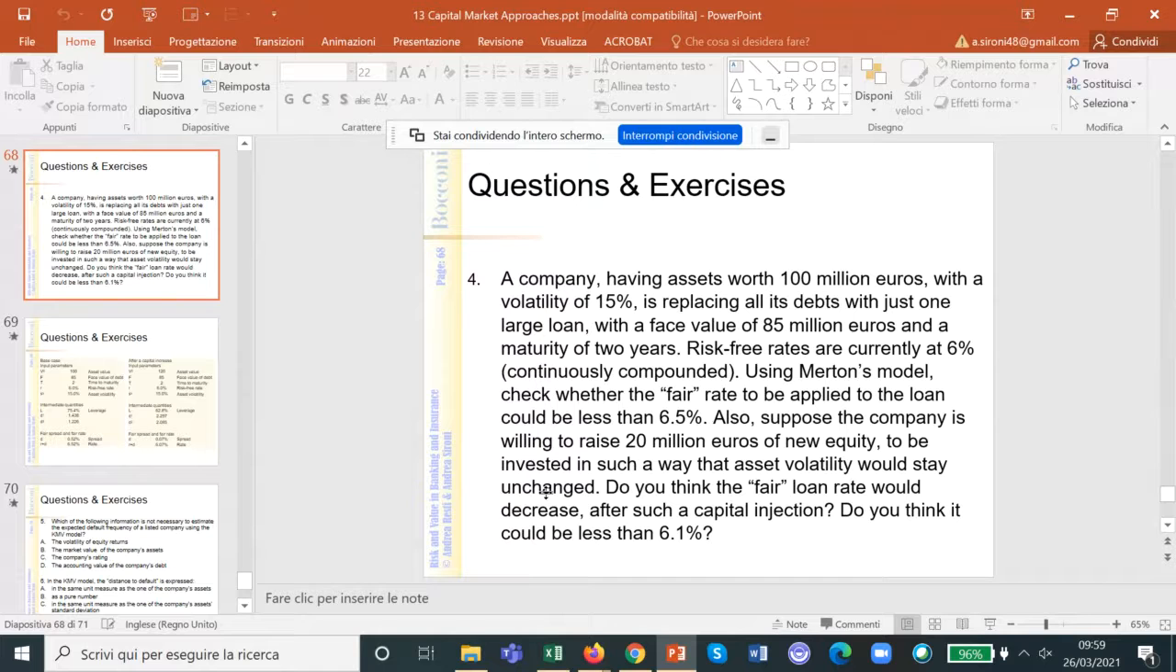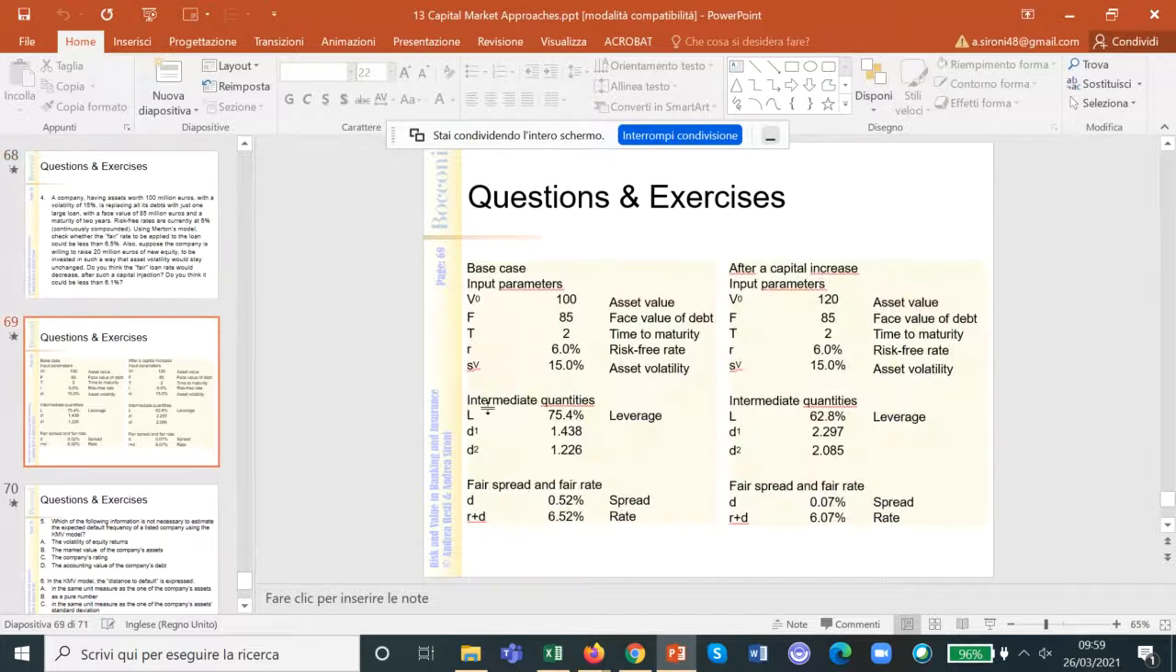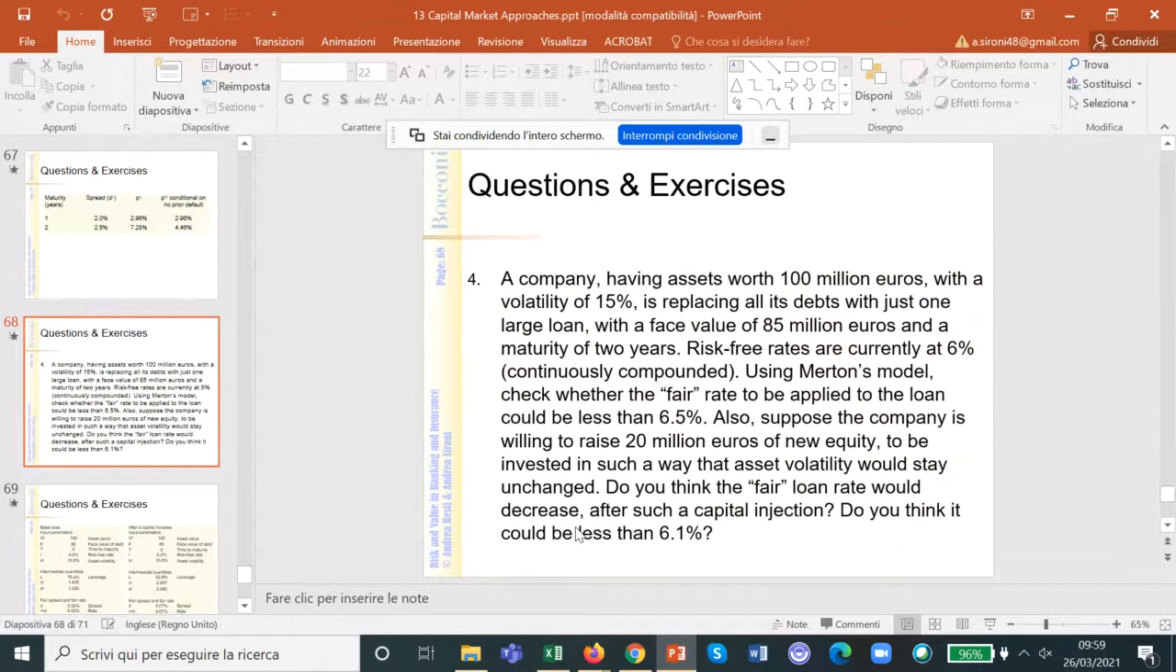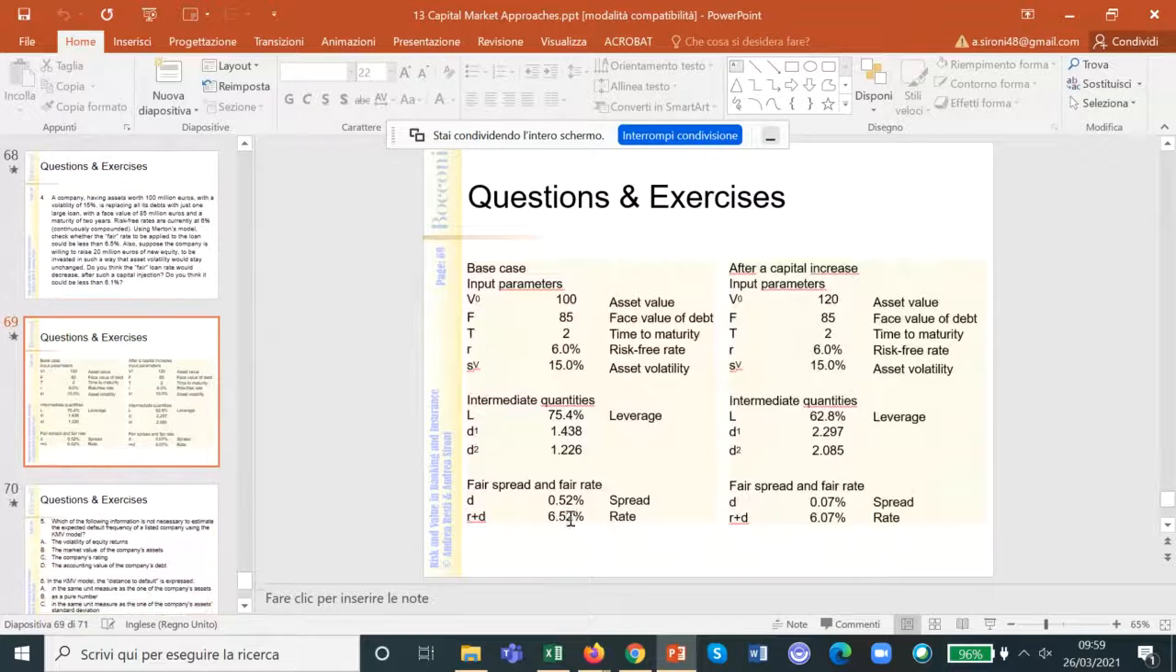Okay, I mean, this is a bit, of course, complex, so it can be computed with Excel. Here you have all the inputs: value of the assets, value of debt, time is 2 years, risk-free rate, volatility of the assets. Based on the framework we saw, we can compute leverage, D1 and D2, and the first spread and risky rate, which would be 6.5. So it's actually asking whether it could be less than 6.5. No, it's 6.52.